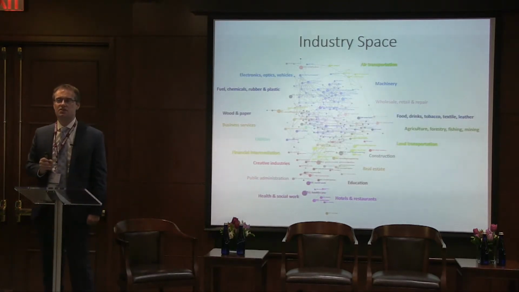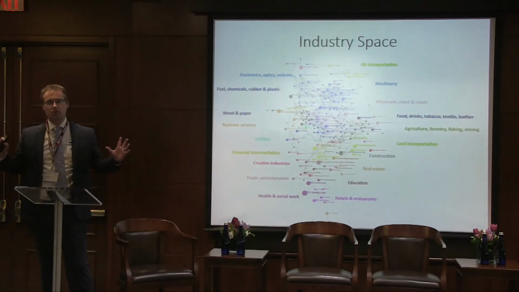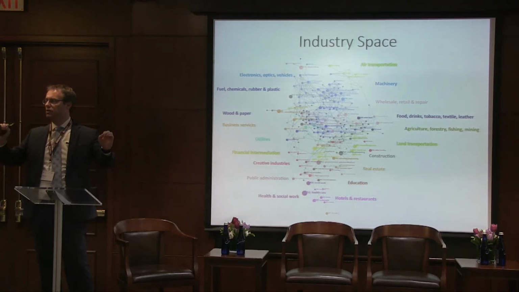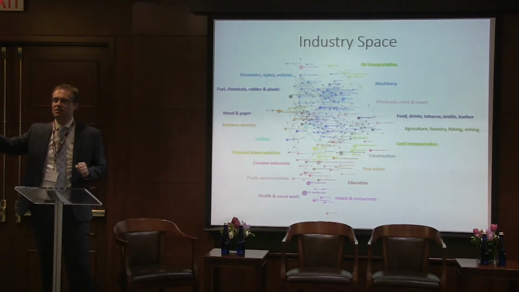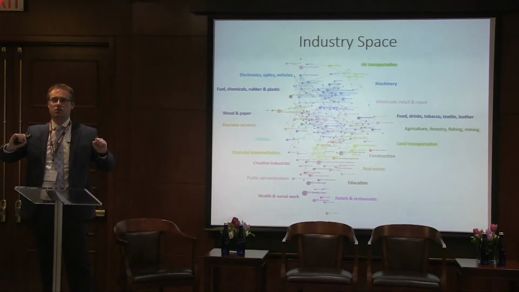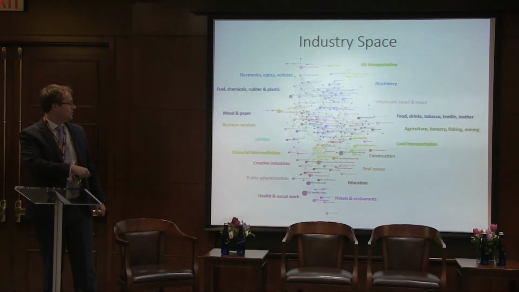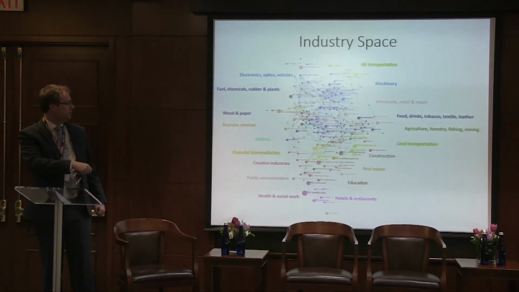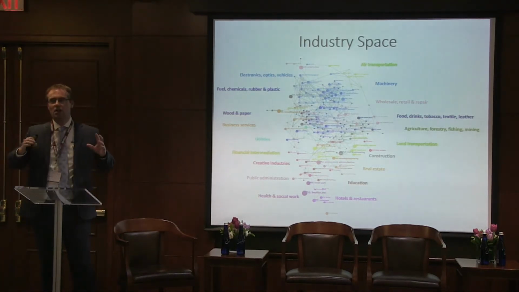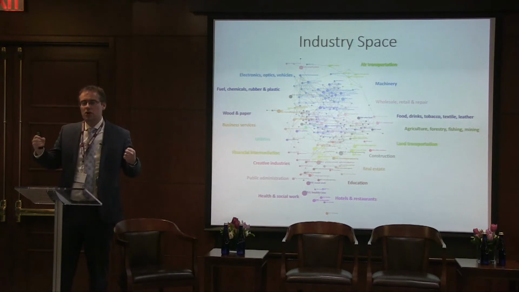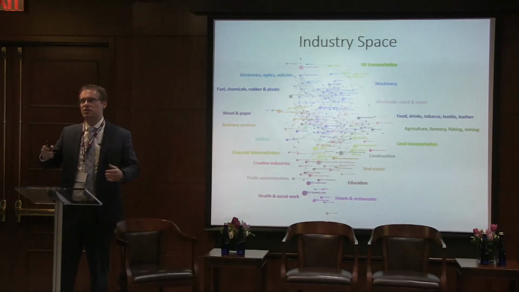So we depict it like this, where we use all of the labor flows in the economy, and here the nodes are industries, and they're connected if they have large labor flows among them. And as you can see, there are different clusters here. There's a machinery cluster, and there's a financial intermediation cluster. There are some business services. And the labor market here consists of sort of loosely connected clusters.